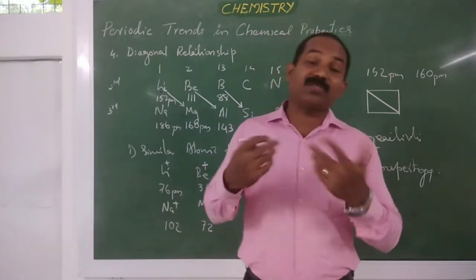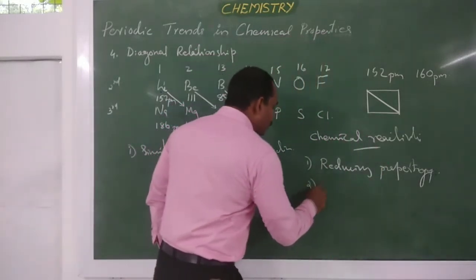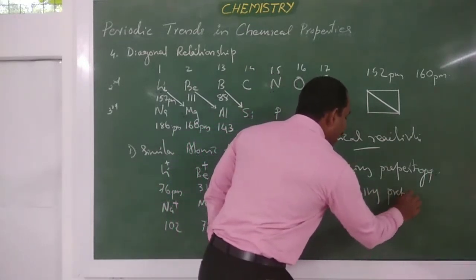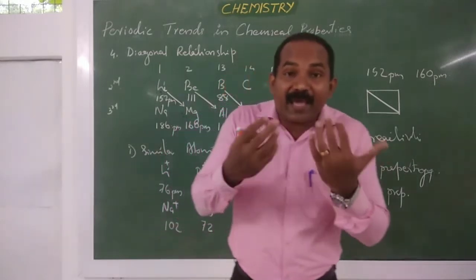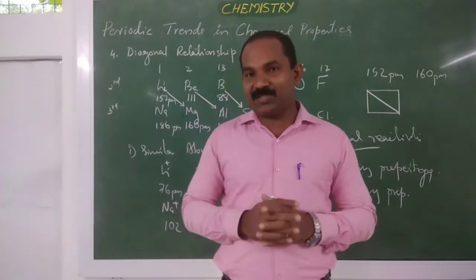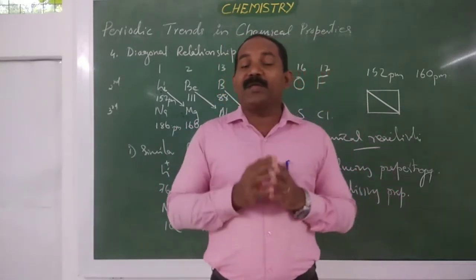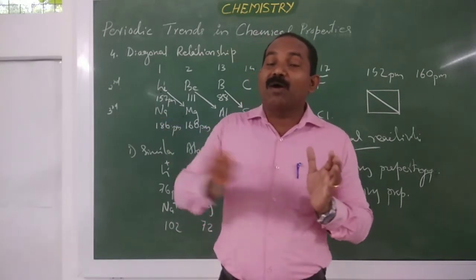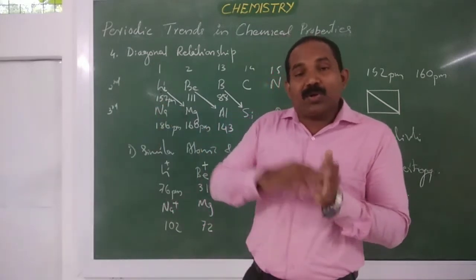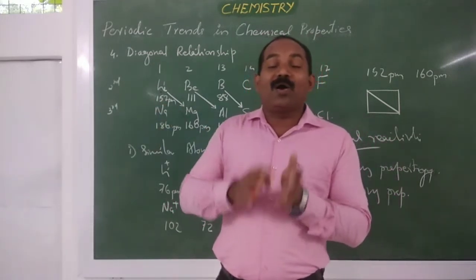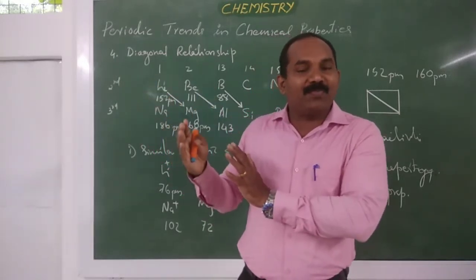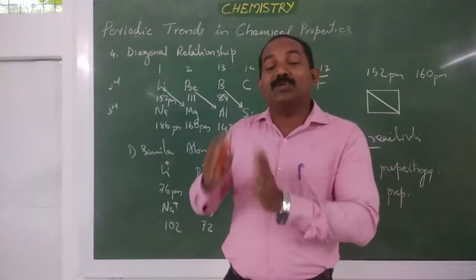The next is oxidation power, the oxidizing property. Oxidizing property means those elements gain electrons, so they are good oxidizing agents. In a period from left to right, oxidizing nature increases. Halogens are present on the right side of the periodic table, so halogens are good oxidizing agents.